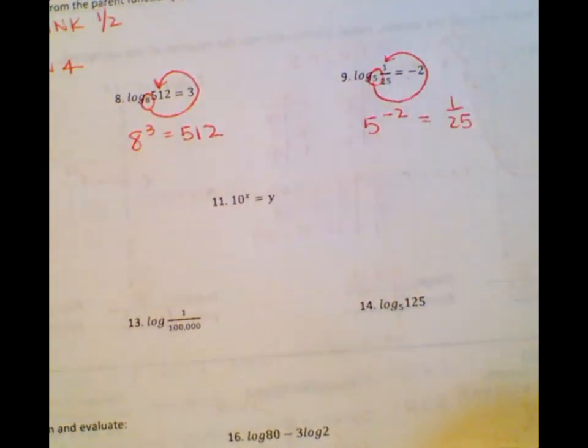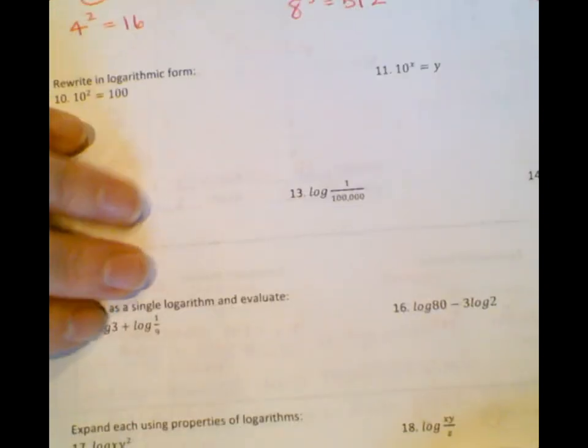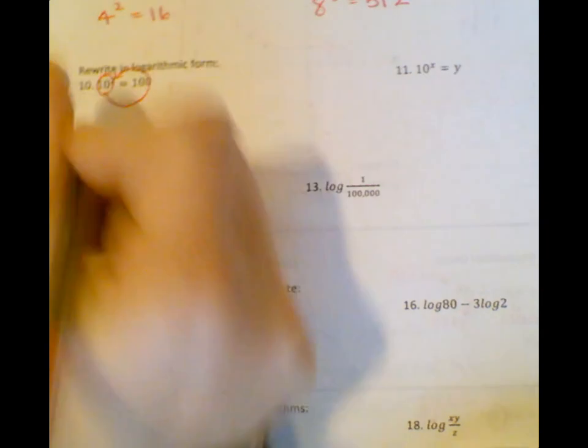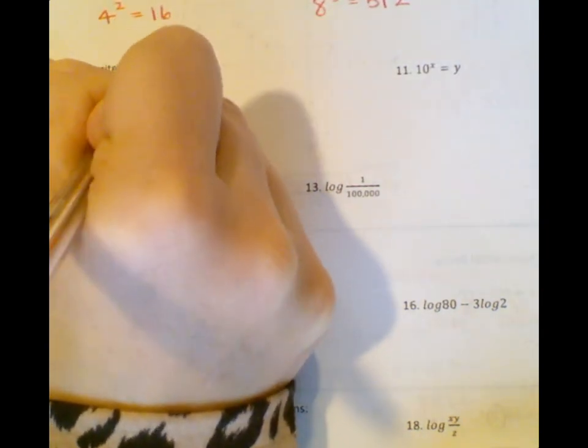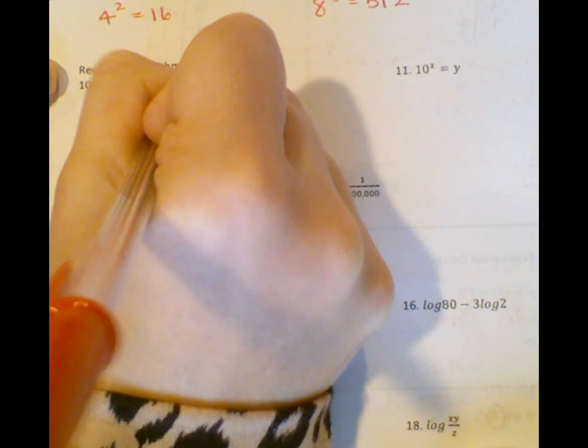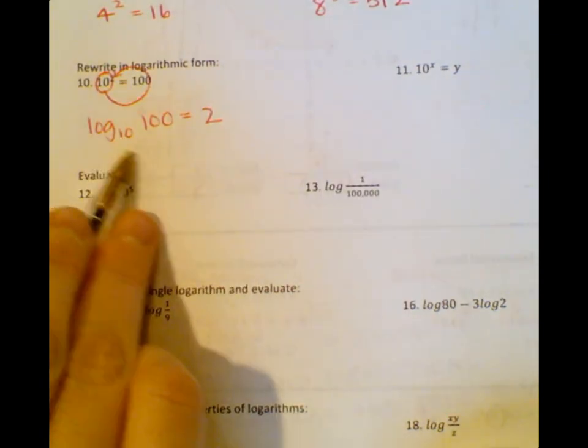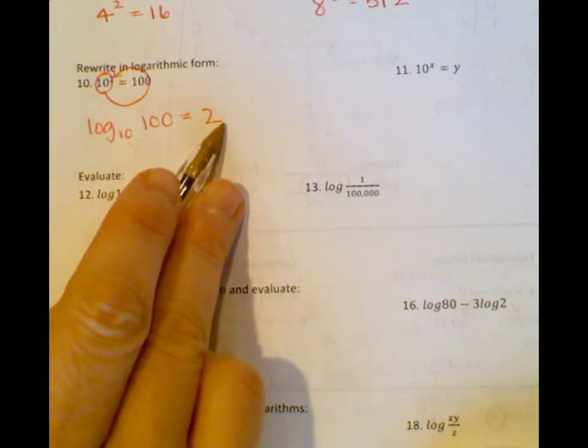All right, so now let's do some logs. We're going to now rewrite in logs. So remember, when you do it, you're going to swoop it around, okay? And you'll always start with the base. So the base here is 10. Swoop it around. So this is log base 10 of 100 equals 2. The base little 10 went first, then it touched the 100, and then it touched the 2.